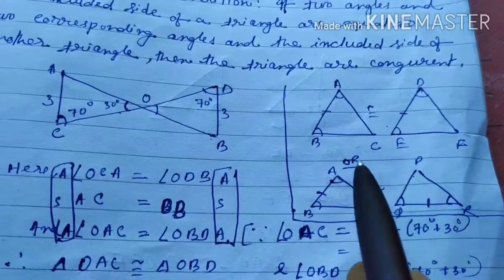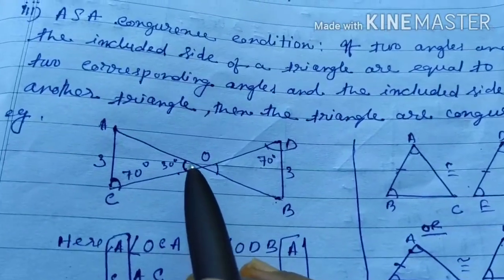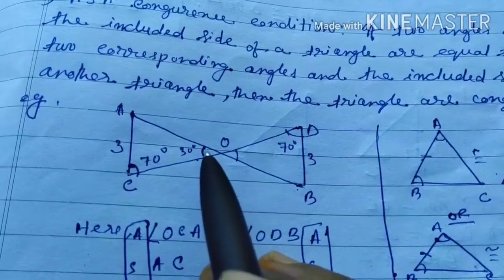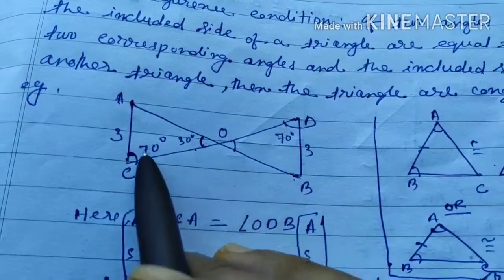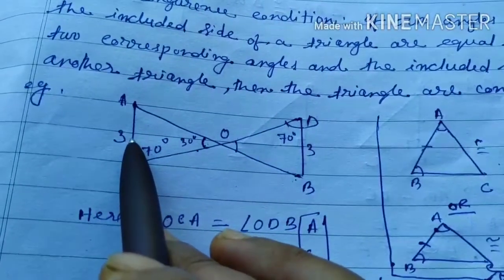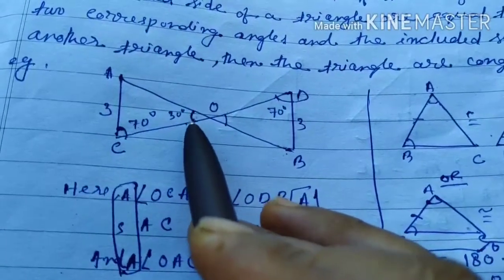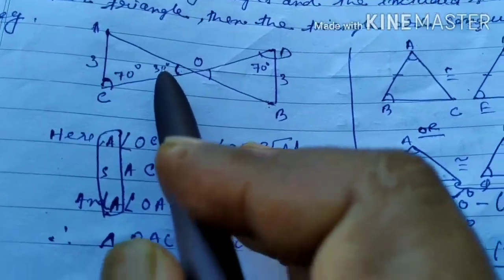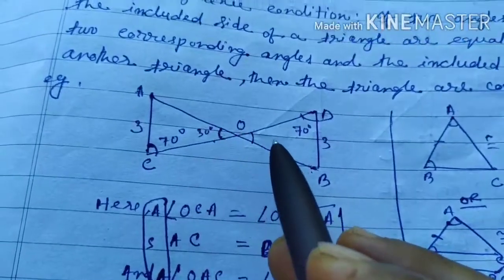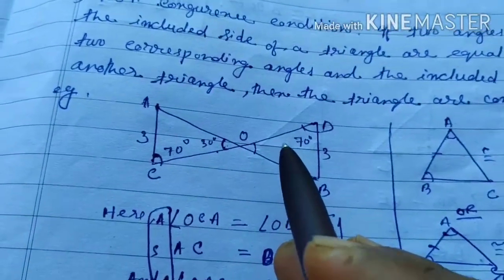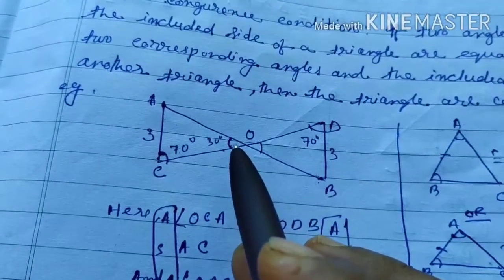If you look at the sample question in your textbook, you can see it according to angle side angle. Here AB and CD intersect. AC length is 3 centimeters, BD is 3 centimeters, angle C is 70 degrees and angle D is 30 degrees, so the triangles are congruent according to angle side angle. You can understand this after seeing your textbook.